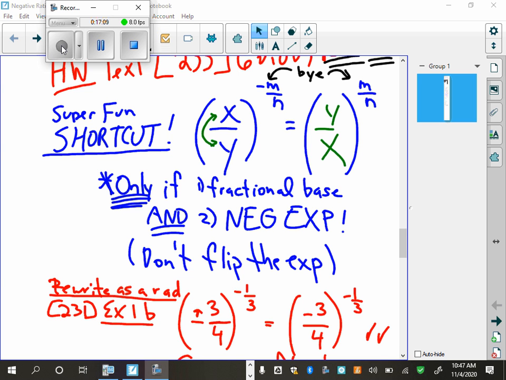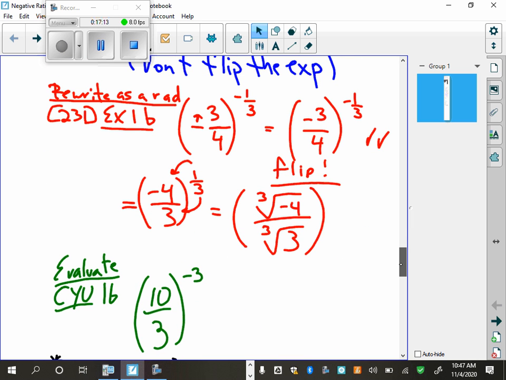Let's talk about the first example. Go ahead and write down the first example in red. If you have negative 3/4, you have a fractional base to the negative 1/3 exponent. Now, first thing, if you have a negative sign in the middle, that doesn't mean they're both negative. That means one or the other is negative. If it's negative, they both can't be negative because two negatives make a positive.